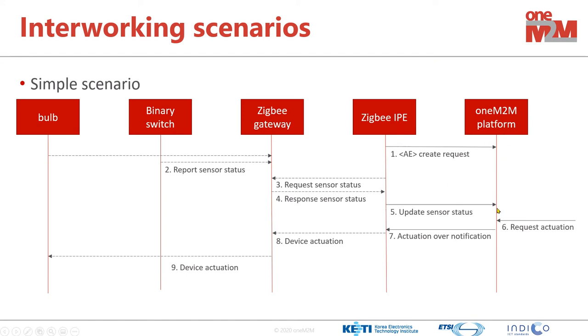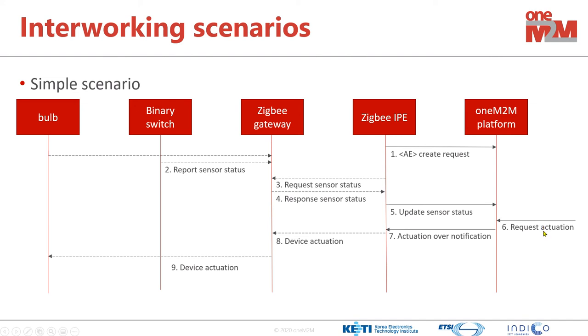the oneM2M platform. And updating sensor status would be the first container update, because in the initial stage, not only the AE creation, but the sensors are created as the flex container and the module classes. And in step 5, we update the created flex containers, especially the module classes.